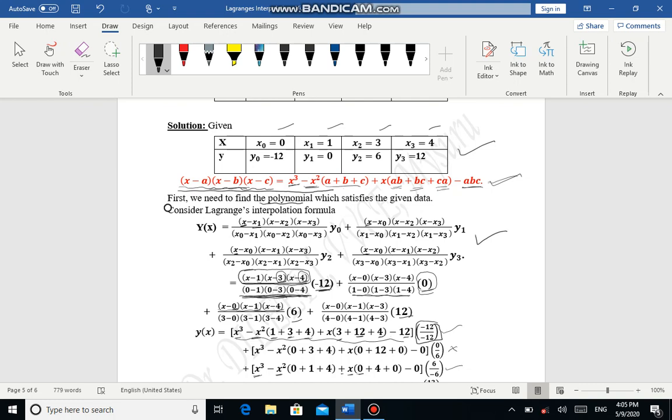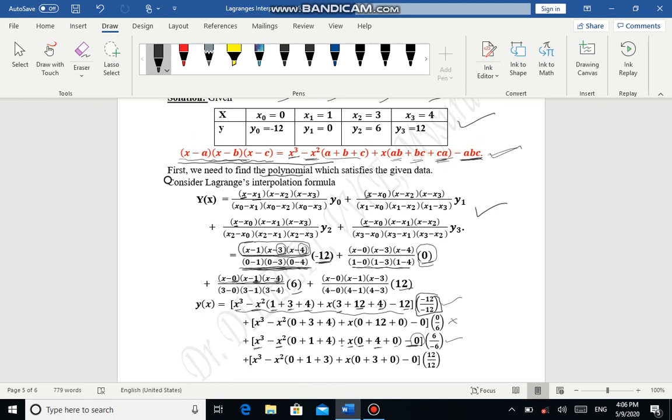Next, b into c means 1 into 4 is 4. And then c into a means 0 into 4 is 0. So minus abc, so minus abc is nothing but 0 into 1 into 4, that gives 0. And then this remaining 6 by 6. Okay. Now similarly apply the same technique for the last term.